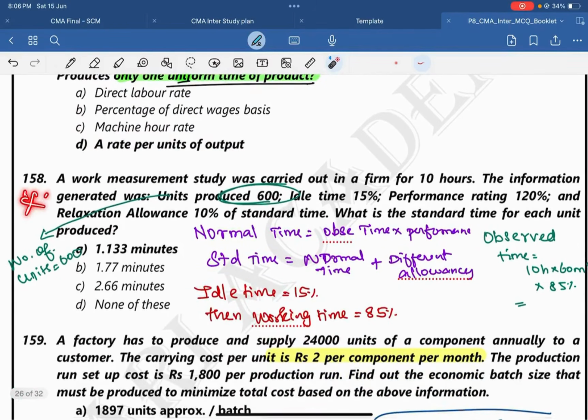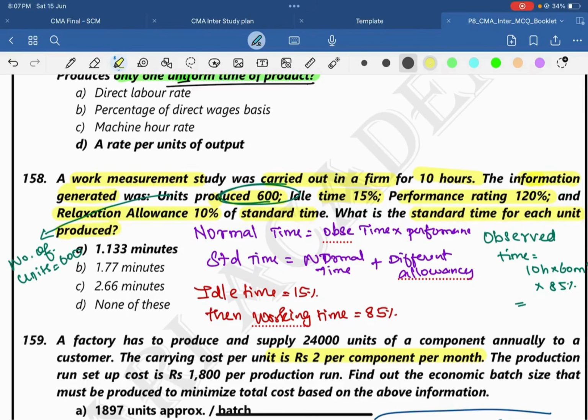Question number 158 is an important, interesting question, which you may not have come across till now. Listen to this. A work measurement study was carried out in a firm for 10 hours. The information generated was: units produced was 600, idle time was 15%, performance rating was 120%, and relaxation allowances was 10% of the standard time. What is the standard time for each unit produced?